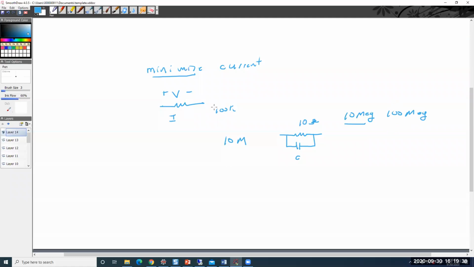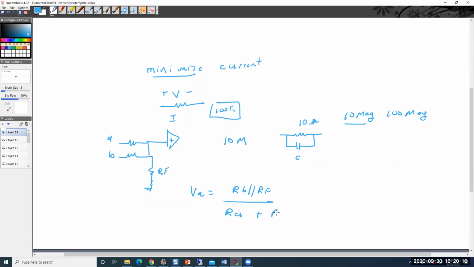All right. Also, remember, let's take, this is RF. That's A and that's B. Remember that superposition where VA is RB in parallel with RF, RA plus.